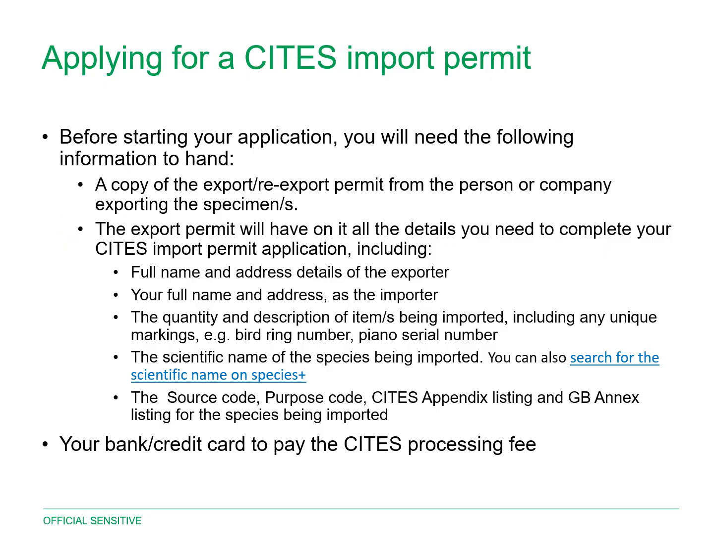Before starting your application, you will need the following information to hand: a copy of the CITES export or re-export permit from the exporting country. This will have on it most of the information you need to complete your CITES import application, including the full name and address of the exporter, the full name and address of the UK importer. These are your details or the details of the person or business you are applying on behalf of.